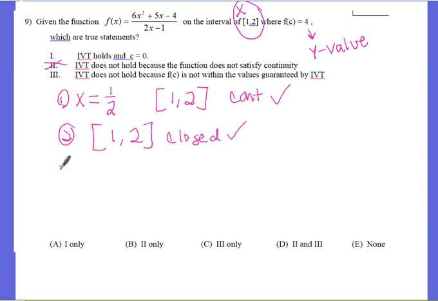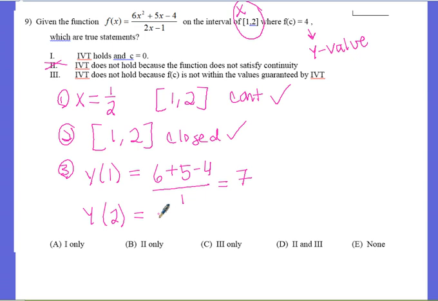Alright, third thing, you should be checking your y values. So, what are we checking? y of 1 would be 6 plus 5 minus 4 all over 2 minus 1, which is 1. So I get 7. And then I get y of, oh, what's the other value? 2.